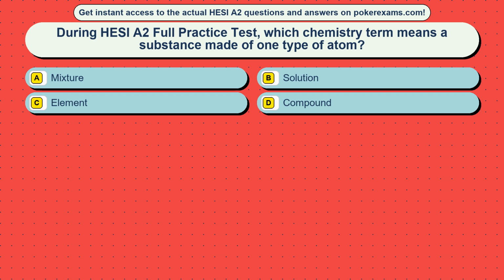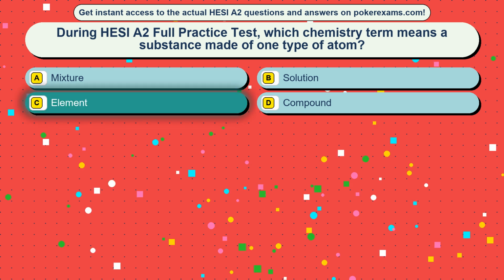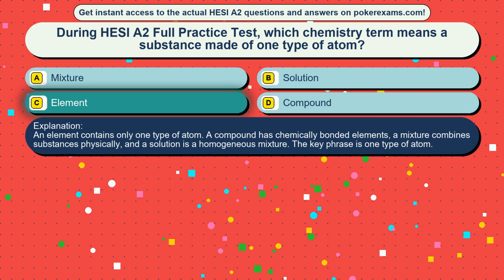Question 11. During HESI A2 full practice test, which chemistry term means a substance made of one type of atom? Option A, mixture, option B, solution, option C, element, option D, compound. The correct answer is option C, element. An element contains only one type of atom. A compound has chemically bonded elements, a mixture combines substances physically, and a solution is a homogeneous mixture. The key phrase is one type of atom.